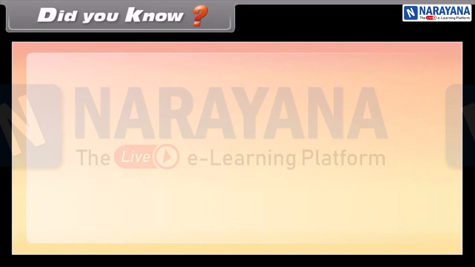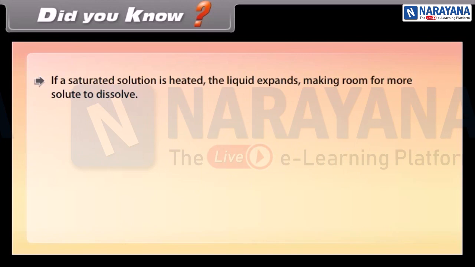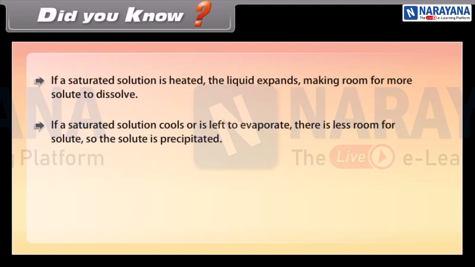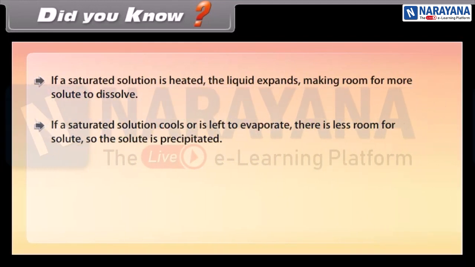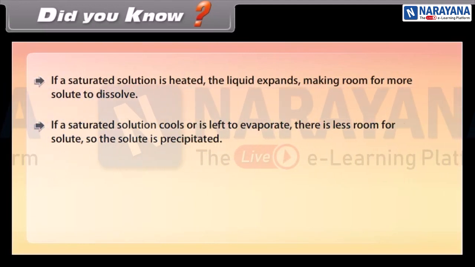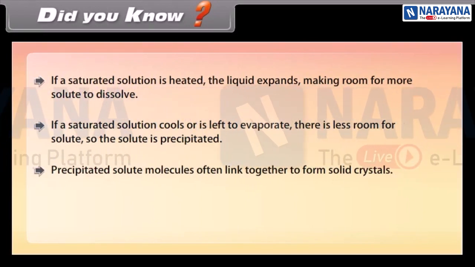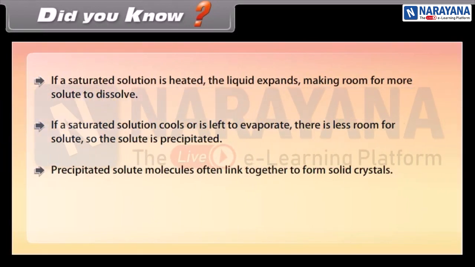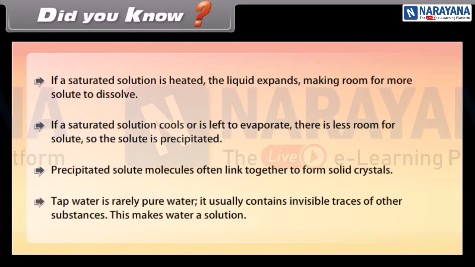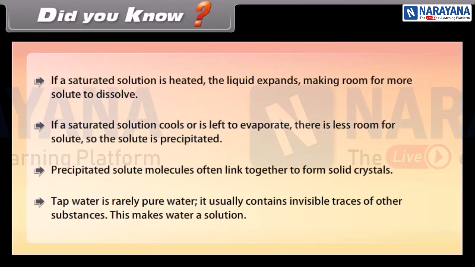Did you know? If a saturated solution is heated, the liquid expands, making room for more solute to dissolve. If a saturated solution cools or is left to evaporate, there is less room for solute, so the solute is precipitated. Precipitated solute molecules often link together to form solid crystals. Tap water is rarely pure water. It usually contains invisible traces of other substances. This makes water a solution.